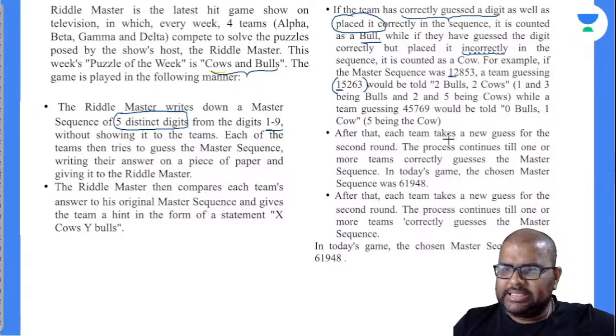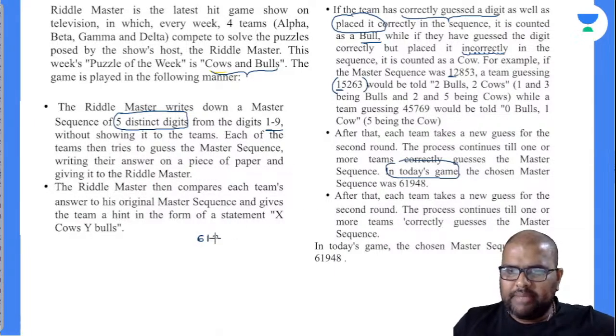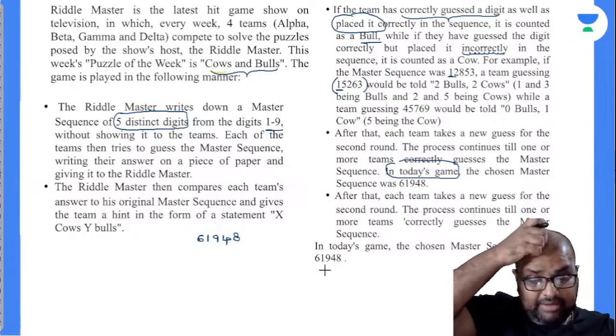After that, each team takes a new guess for the second round. The process continues till one or more teams correctly guess the master sequence. In today's game, the chosen master sequence was 61948. So today's puzzle master sequence given by the Riddle Master is 61948.